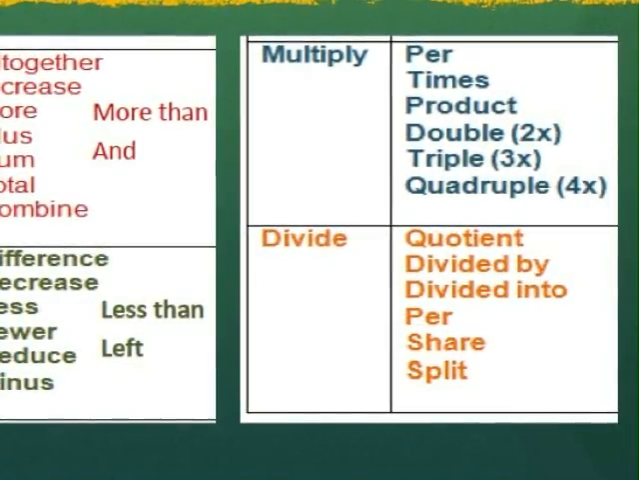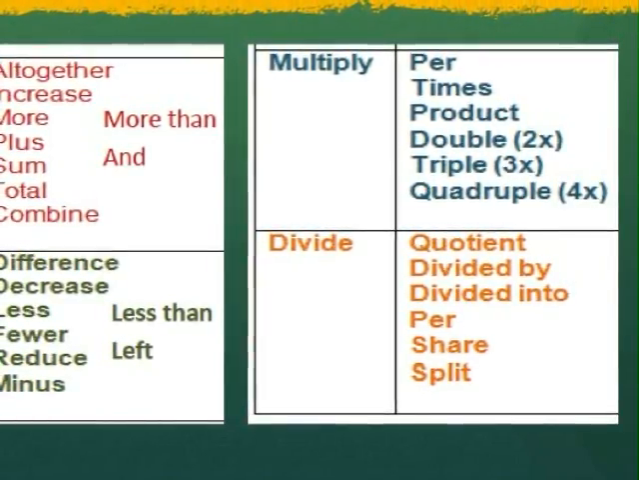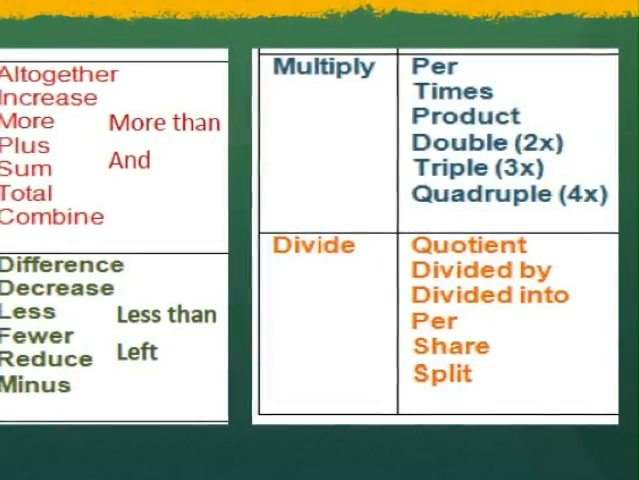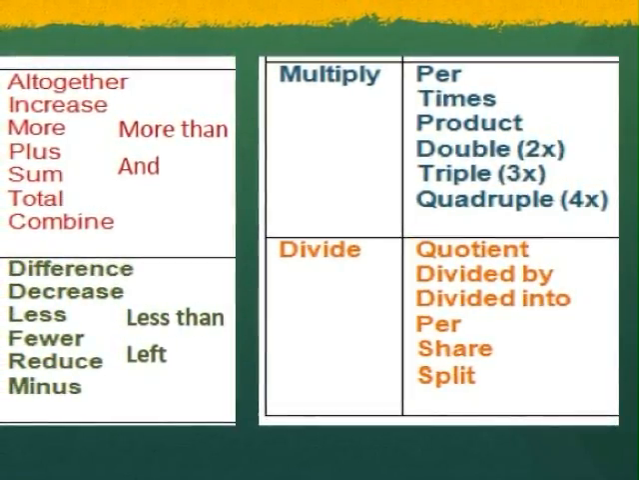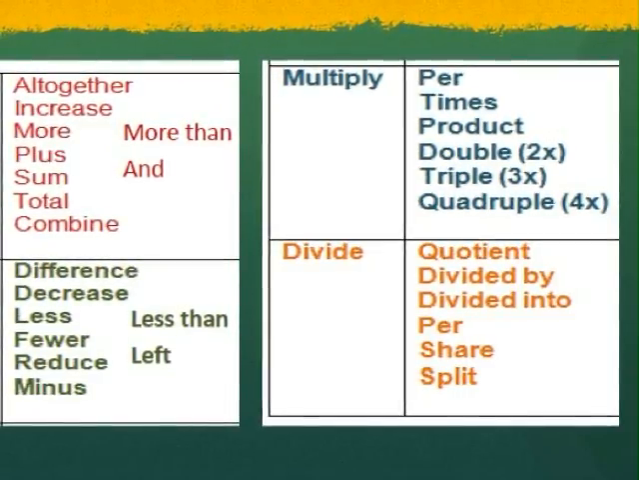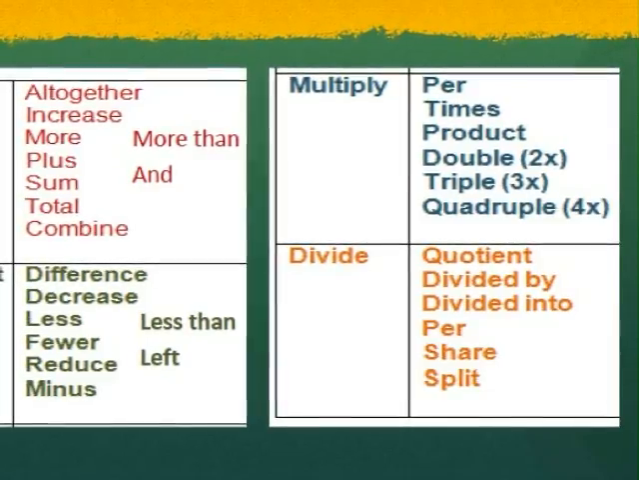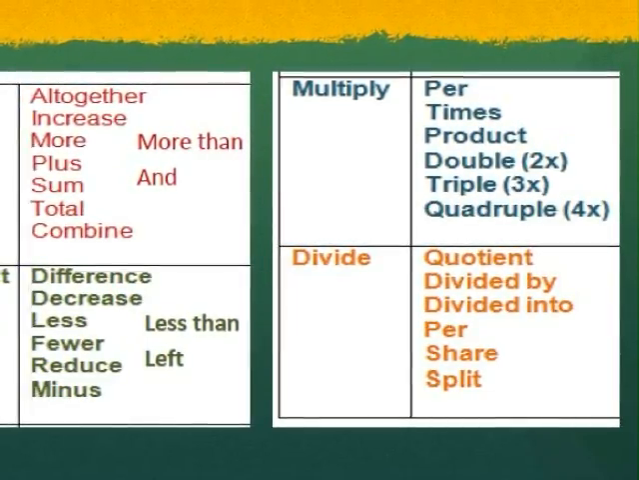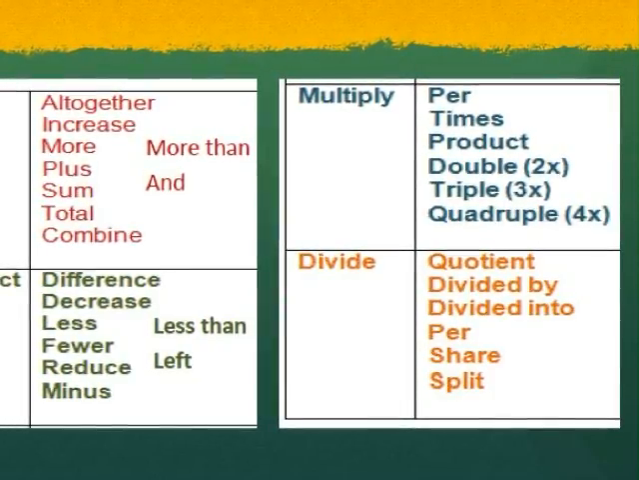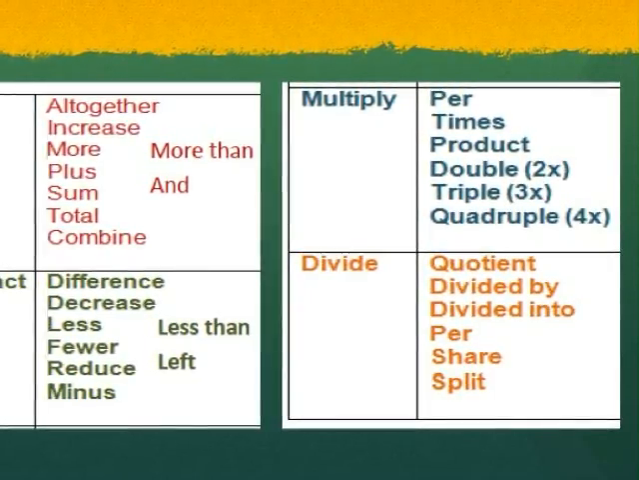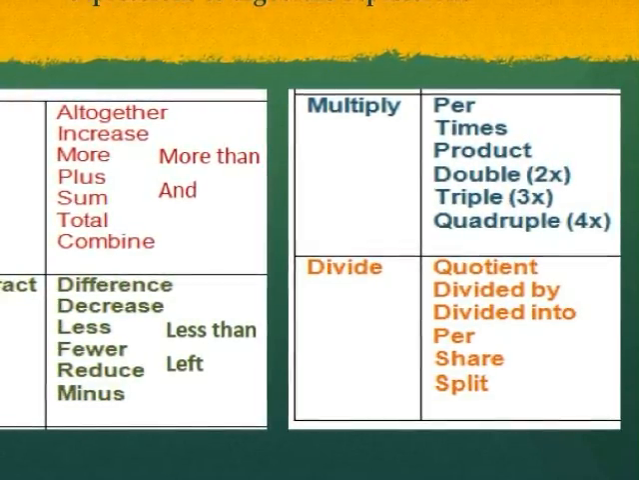Here are some keywords to use when translating verbal expressions to algebraic expressions. Remember, there are different ways to say add, multiply, subtract, and divide. Let's look at other ways to say add. Altogether is an example of another way to say add. Also, increase, more than, plus, sum, total, and "and."